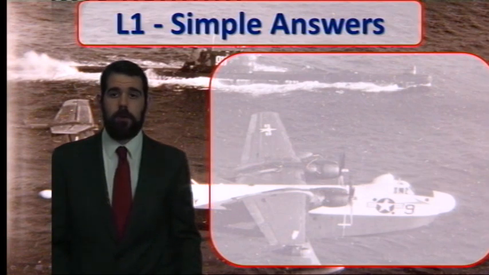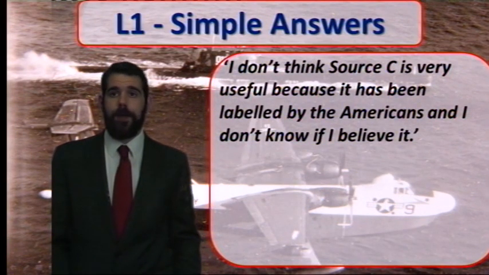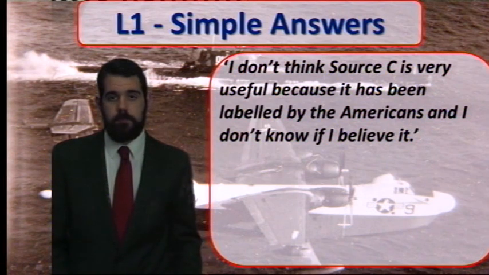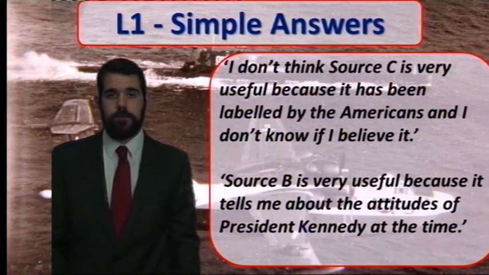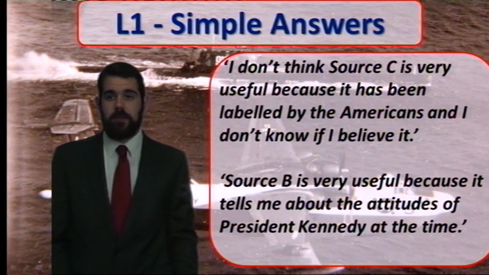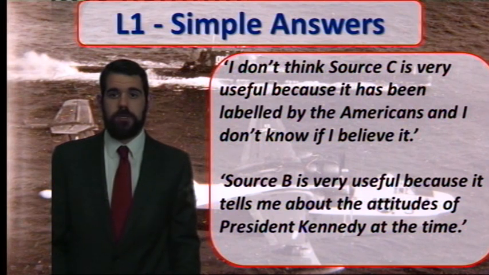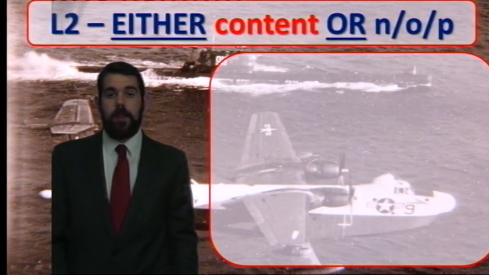So let's look at a simple answer. This is what I want to avoid. I don't think C is very useful because it's been labelled by the Americans. Now there's nothing wrong, that's true, but it's very simple. It's not going to get you very good marks, and it just talks about the provenance of the source, the nature, origin, purpose. And similarly, this second answer is not very good. It just tells me about the attitudes of Kennedy. That's more of a content-focused statement, but it's very simple. At level 2, you're either talking about the content or the nature, origin and purpose.